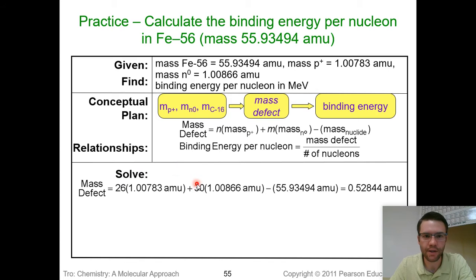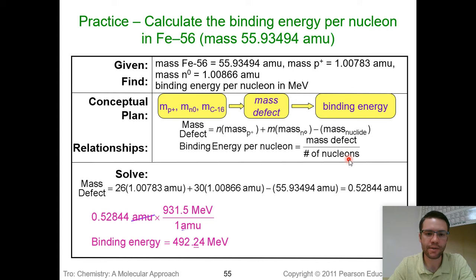Because 26 plus 30 gives me my 56 for my atomic mass, with 30 neutrons, and I multiply by their mass. And then I subtract the actual mass of the isotope, and the difference is 0.52844, so larger. More mass was converted to energy for iron. Convert that to mega electron volts, AMUs cancel, and I get 492.